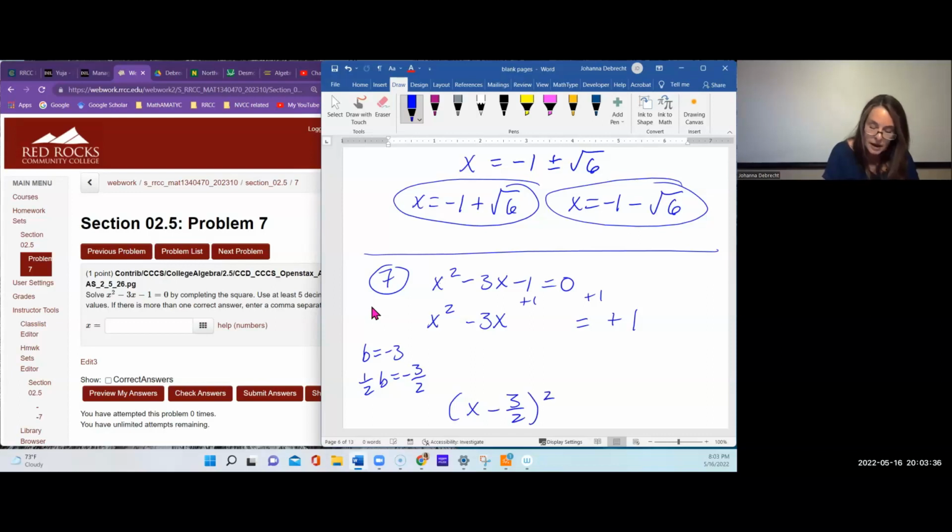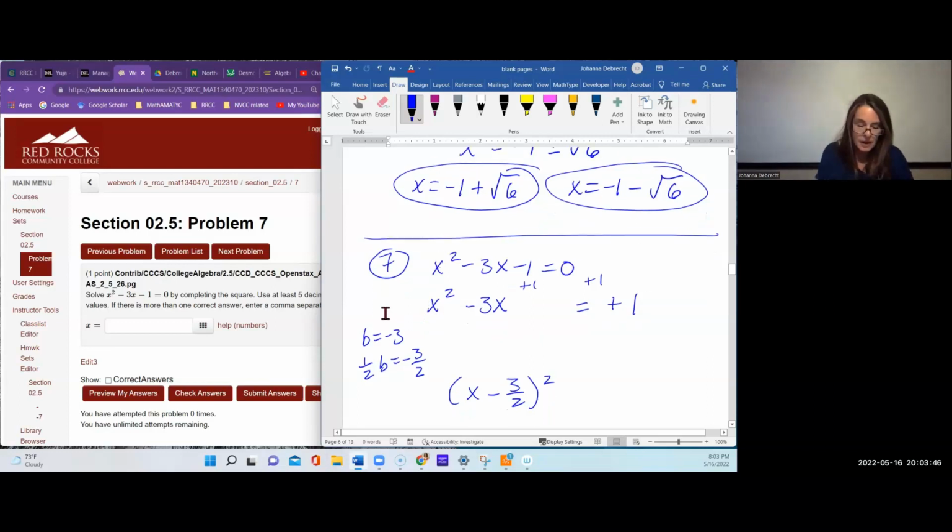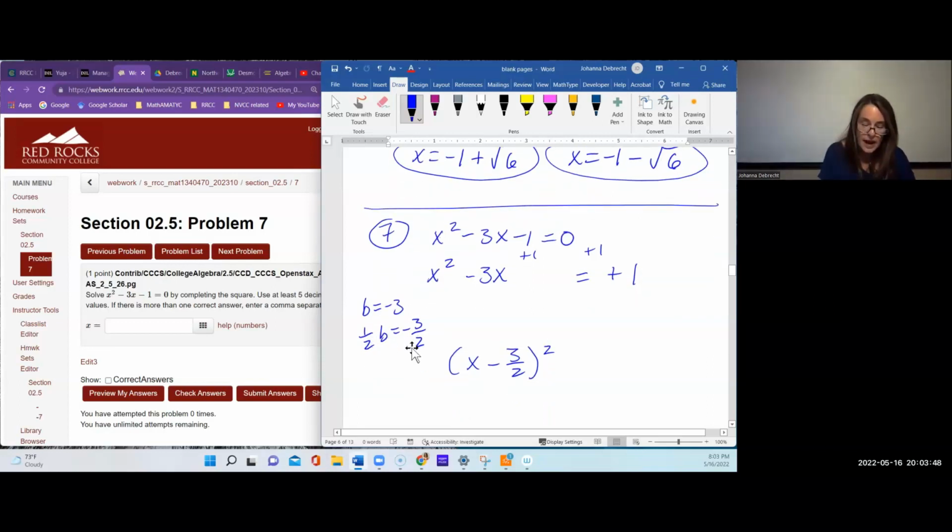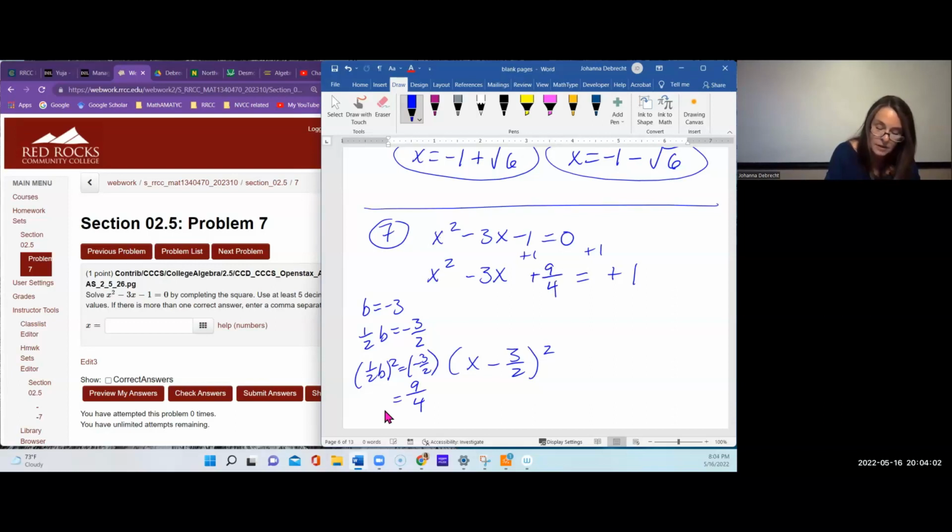This number here is the number that's going to go inside the binomial. It will be an x minus 3/2 quantity squared. But we have to figure out what number we have to add here to force it to be that perfect square. The number we add is the 1/2 of b squared. When you square a -3/2, you get a positive 9/4. So we take the 9/4 and we add it on the left side. This creates a perfect square trinomial, which will factor as this binomial squared.